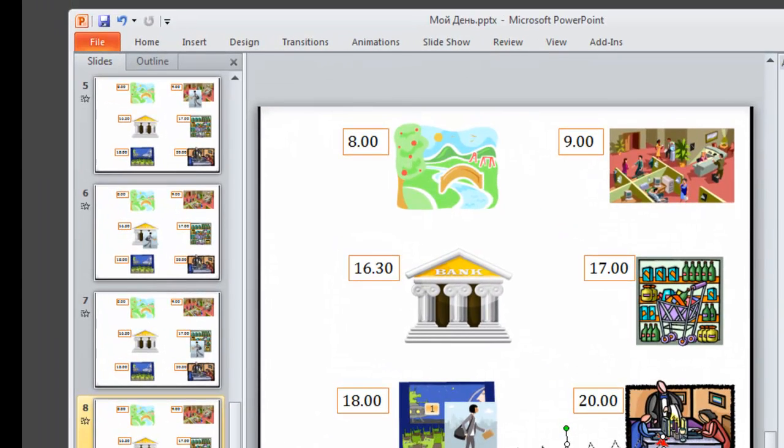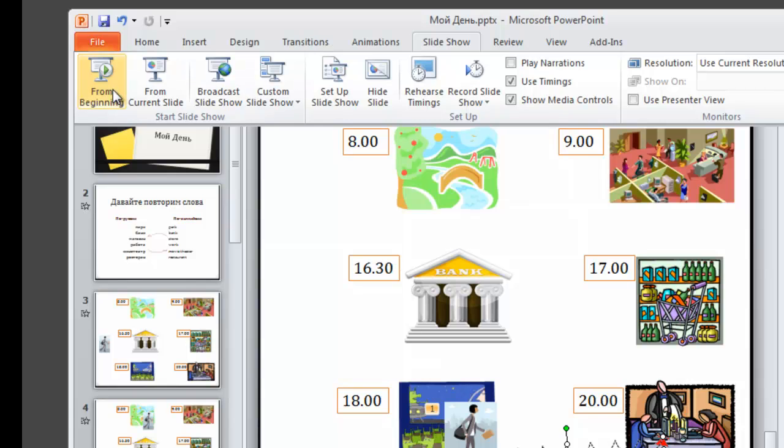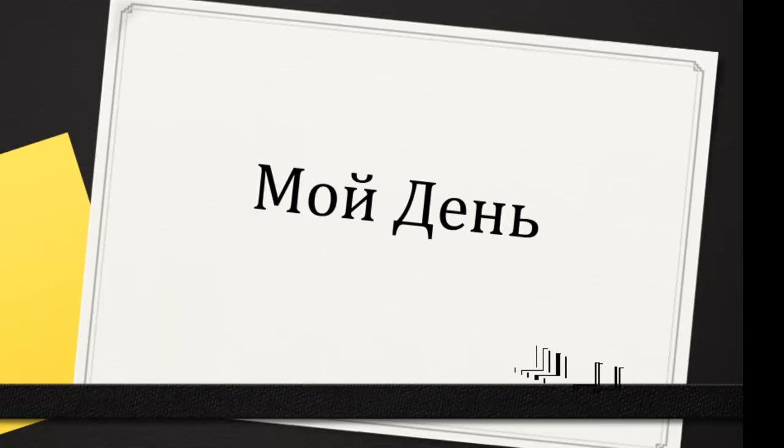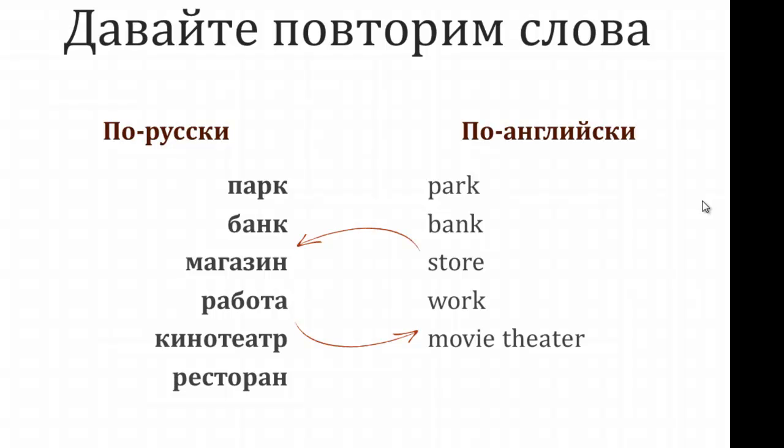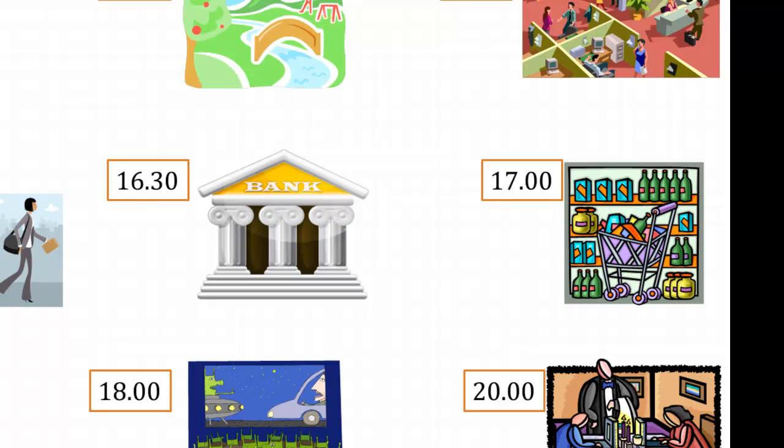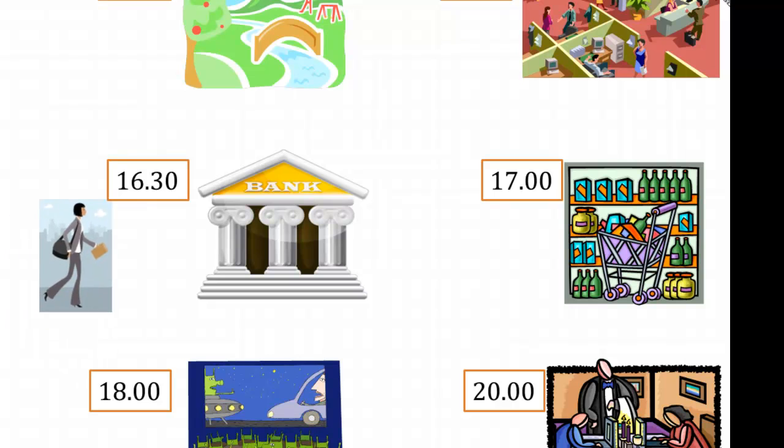Now let's see how it works. Here is the beginning of my presentation. And first my students can review the words, and English words will appear on click. Then I can start my animation.